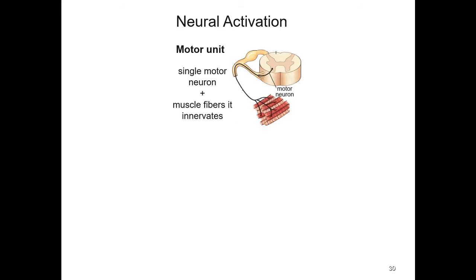The last factor that we're going to consider that contributes to understanding the strength of a muscle is neural activation. The basic functional unit of neural activation is the motor unit. The motor unit consists of a single motor neuron and the muscle fibers it innervates.